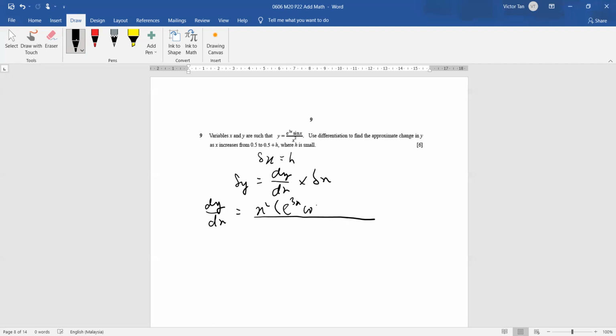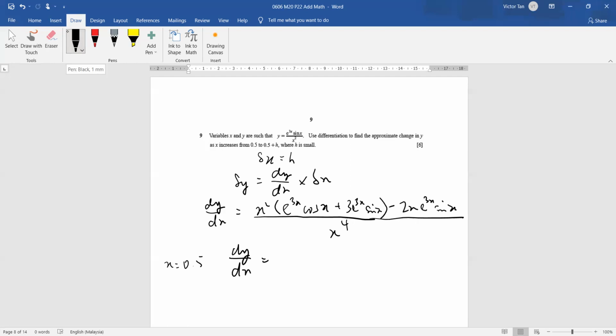Whole e to the power 3x, differentiate sin x is cos x, plus differentiate e to the power 3x is 3 e to the power 3x sin x, minus differentiate v is 2x, e to the power 3x sin x over x squared, which should be x to the power 4. Okay, x equals 0.5. By substituting all the x by 0.5.